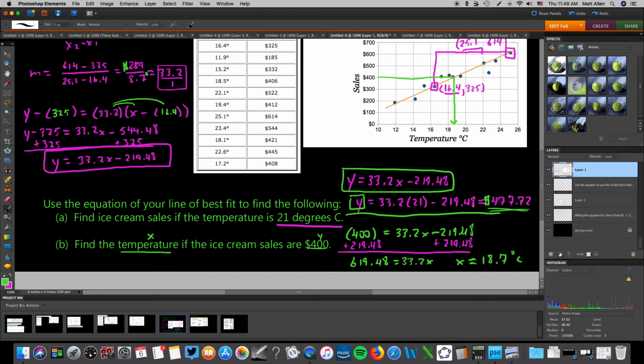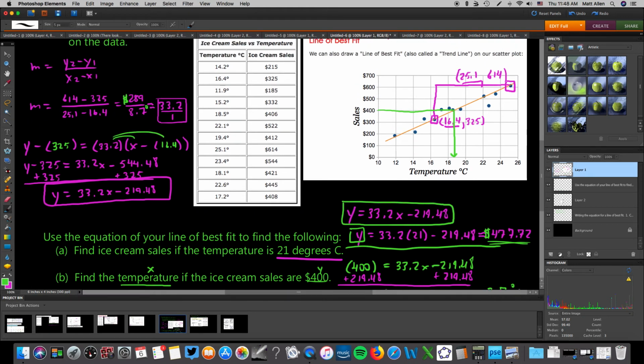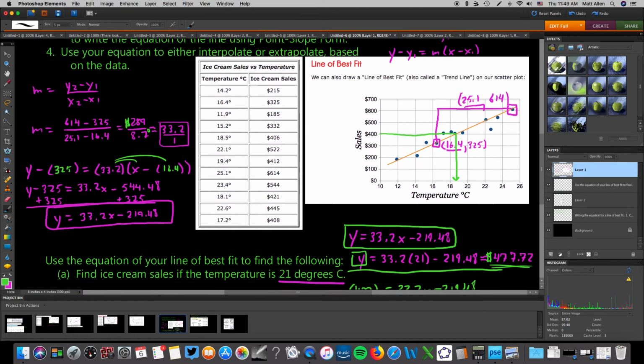So you can see how scatter plots show us the relationship between data, but by using a line of best fit, we can either interpolate or extrapolate, and even write the equation of that line to give us a way to predict accurate values based on our model here.